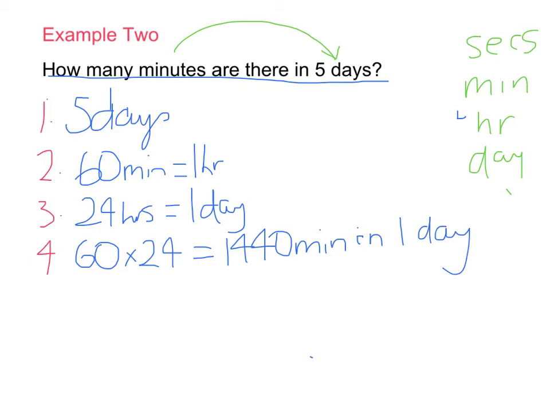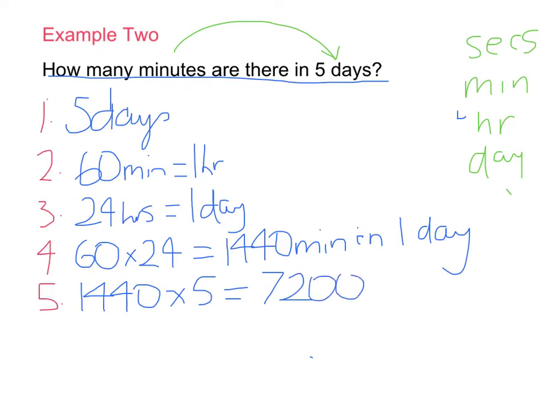How do I work out how many minutes are in 5 days? That's how many minutes are in one day. How would I work out how many minutes are in 5 days? Guys, it's simply a matter of timesing it. So 1440 multiplied by 5 equals, you'll need your calculator for this, 7200. So let's write that up nicely.